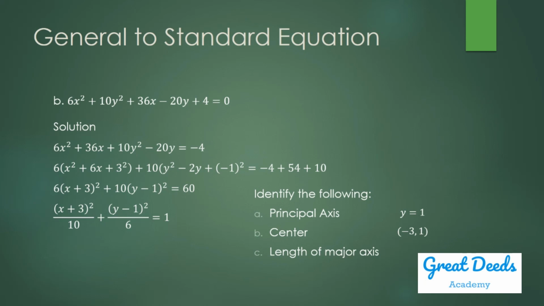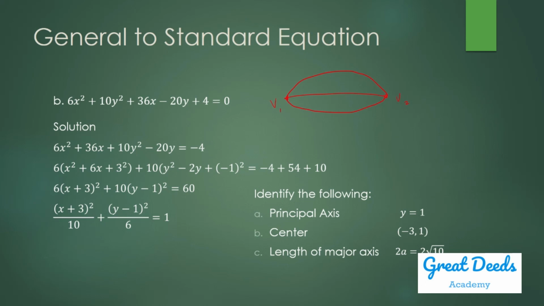The length of the major axis is 2 times a. The major axis is the line segment that connects the vertices of your ellipse. It's 2 times a, but a is equal to the square root of 10. So it is equal to 2 times the square root of 10.